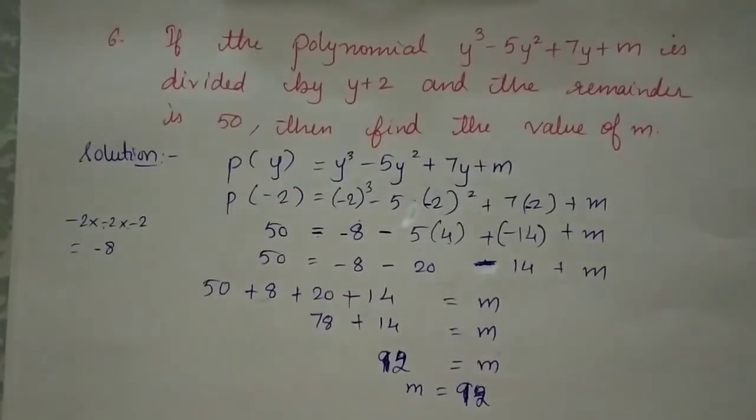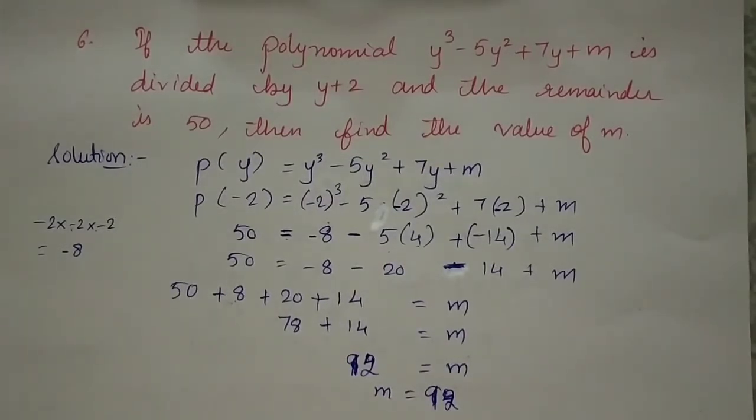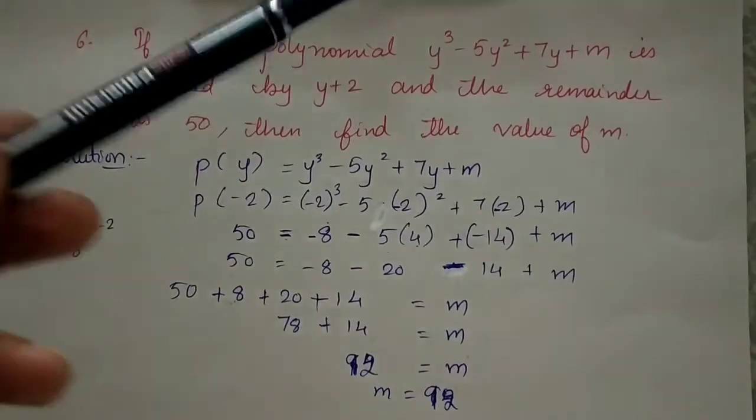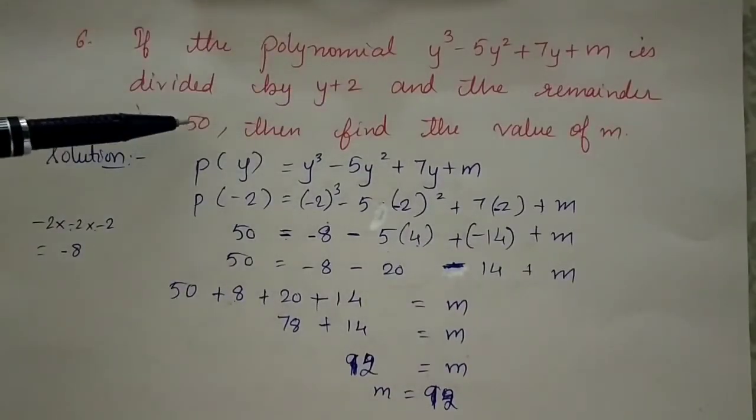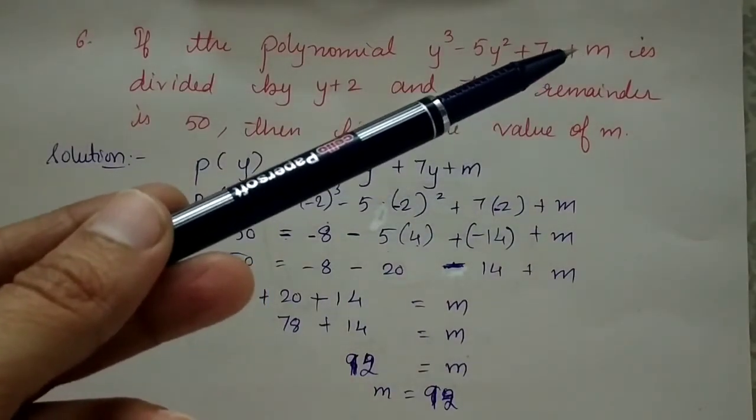The polynomial is given and we have to find out the value of m. Okay, so now here what are the things that are given to us? Let us find out. Dividend is given, divisor is given, and remainder is also given. So the answer is already given. What you are supposed to find out is m. Here this m we are supposed to find out.